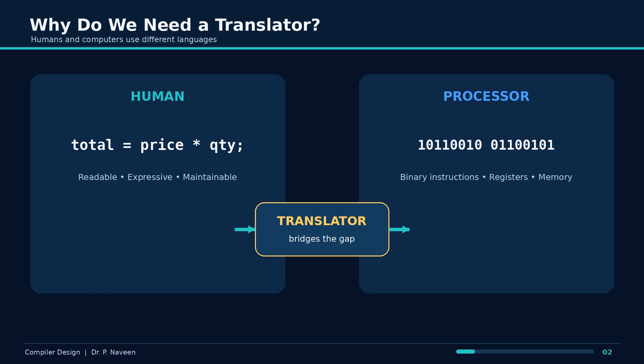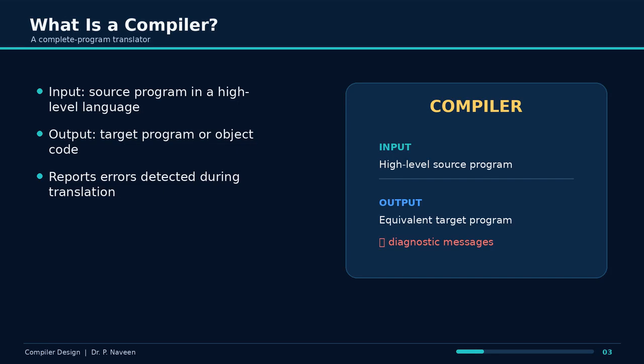So there is a gap. The programmers write in a high-level language, but the computer understands only the machine language, zeros and ones. So the translators fill this gap. It converts programs from one language into another language. The meaning of the program should remain the same after translation. Right? Okay, let's move on to the next slide.